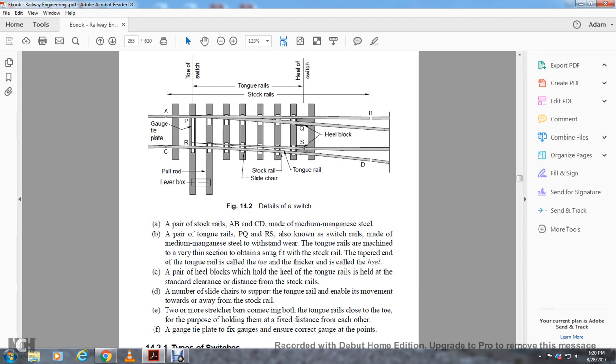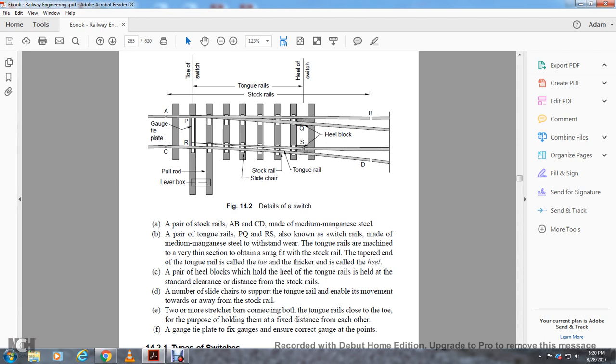A pair of heel blocks holds the tongue rails with the required clearance from the stock rail. A number of slide chairs support the tongue rail and enable its movement towards the stock rail. Two or more stretcher bars connect both the tongue rails near the toe for the purpose of holding them at a fixed distance from each other.